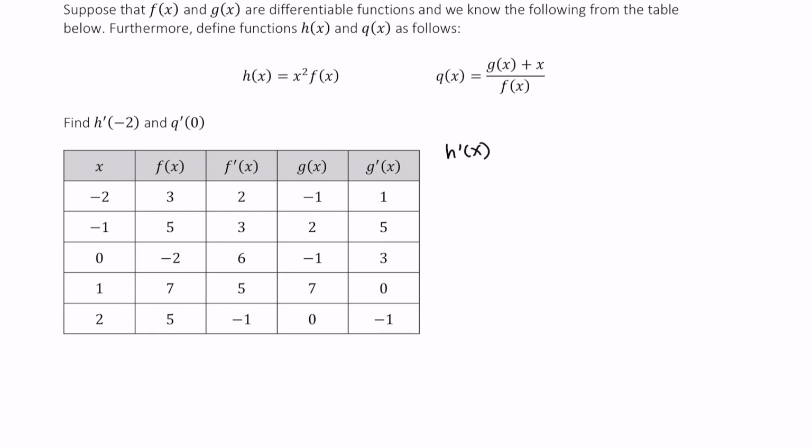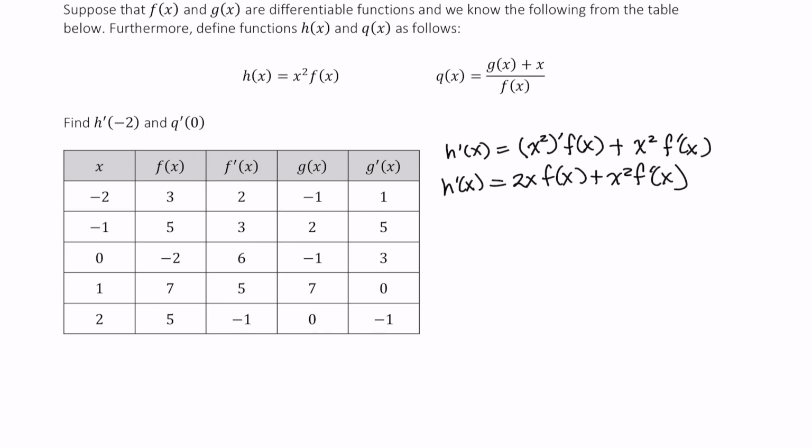This is a product of two functions, so we are going to use the product rule. That is, x squared, we need its derivative, times f of x, plus x squared without a derivative times f prime of x. All we really need to do here is use the power rule to find the derivative of x squared, and this is just 2x, times f of x plus x squared times f prime of x. So there's h prime.